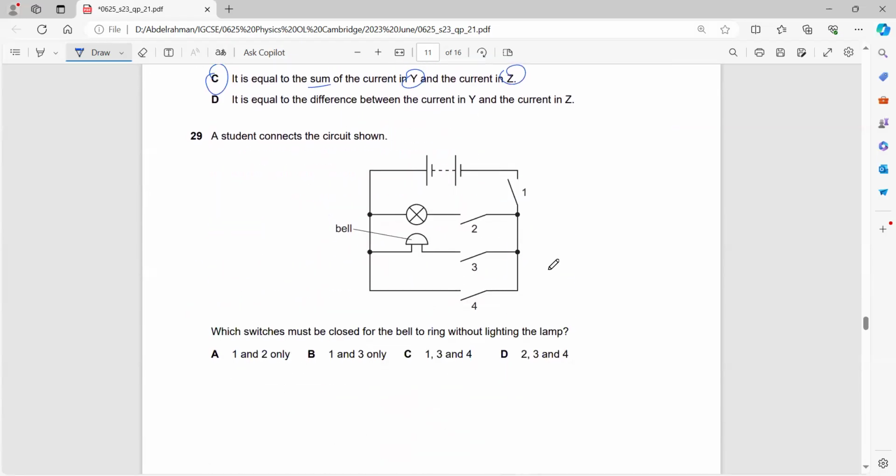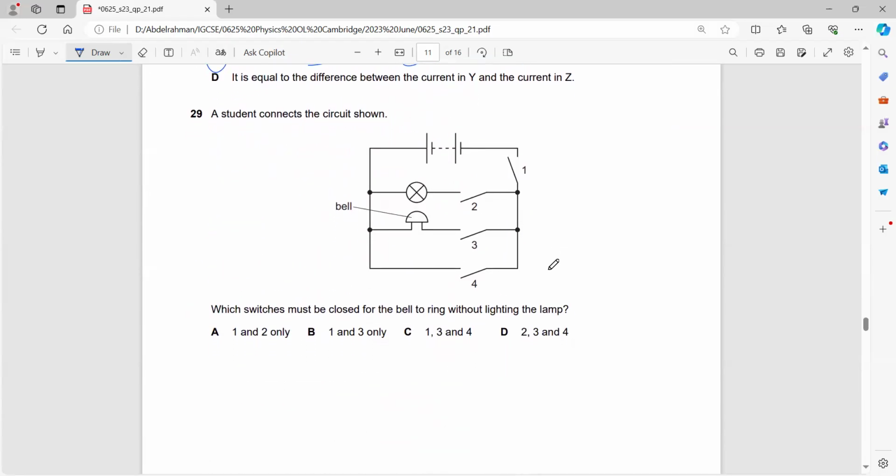Soon connects the circuit shown. Which switches must be closed for the bell to ring without lighting the lamp? Without lighting the lamp, you need 3 and you need 1. You do need 3 and 1, definitely. Can I switch on 4? No, do not ever switch on 4. Why? Because 4 would create a short circuit. It would actually kind of break the circuit. So do not ever switch on an empty wire. 1 and 3 only.